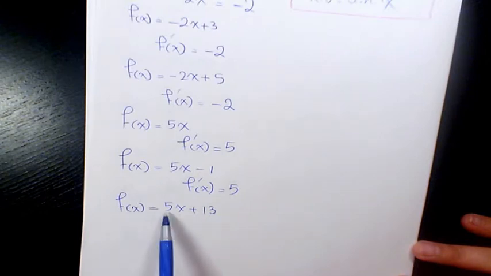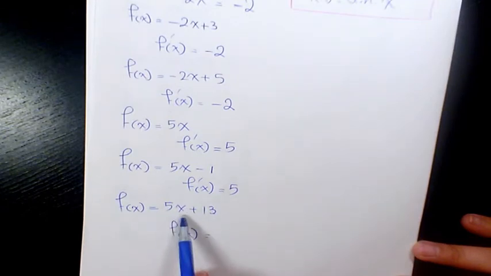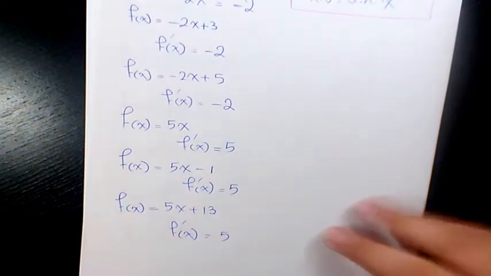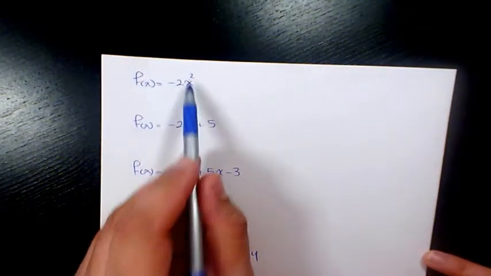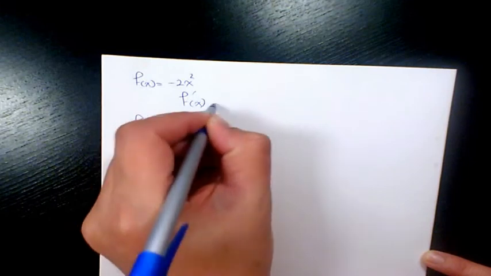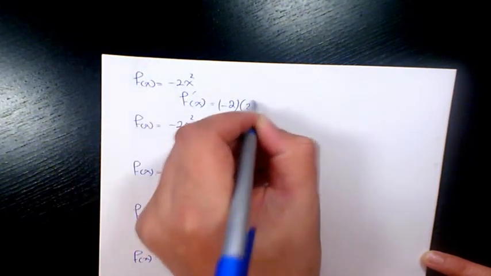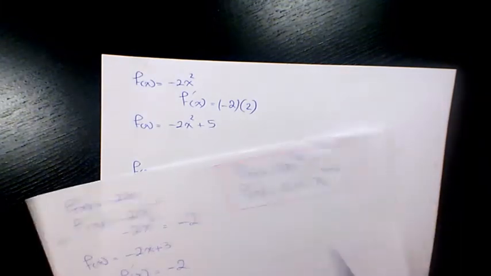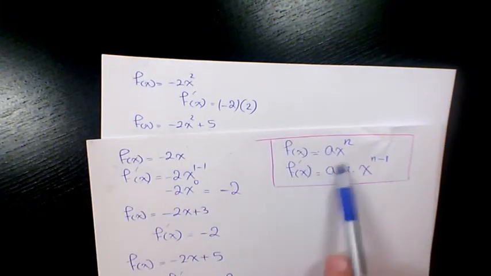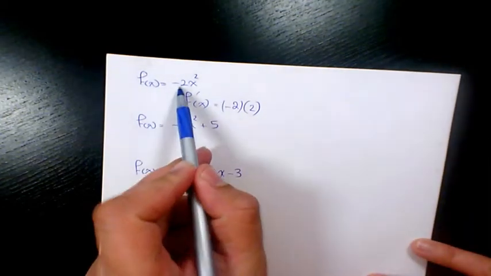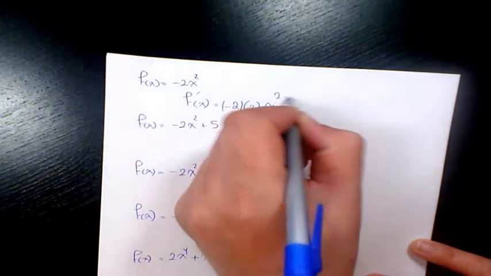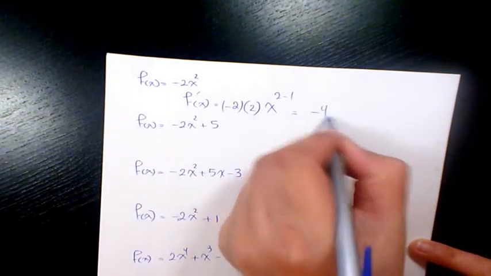Next one, f of x equals 5x plus 13. So the derivative of 5x is 5. The derivative of 13 is 0 because it's a constant number. Next one, we have negative 2x squared. So f prime x is going to be negative 2 times 2. Remember, in the previous paper we had a x to the power of n. The derivative will be a times n times x to the power of n minus 1. So it's going to be negative 2 times 2 x to the power of 2 minus 1. So it's going to be negative 4x.